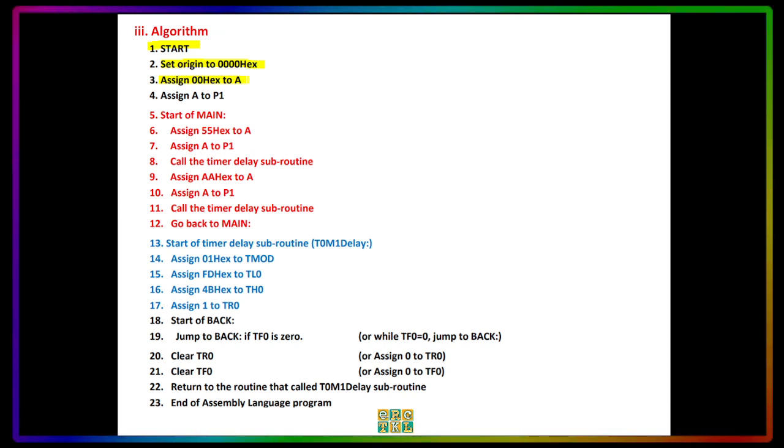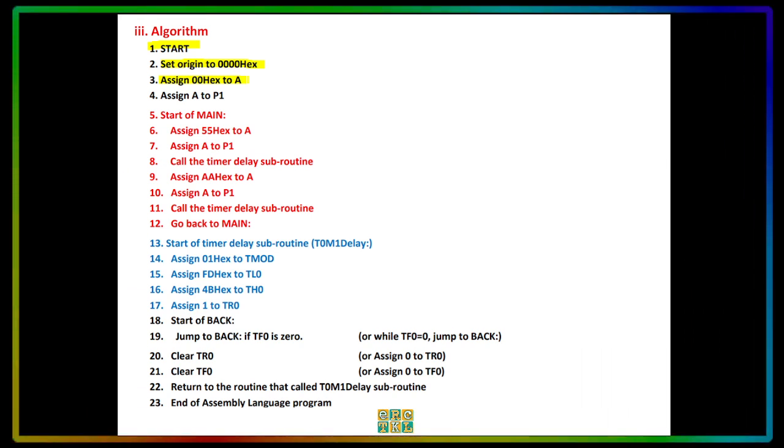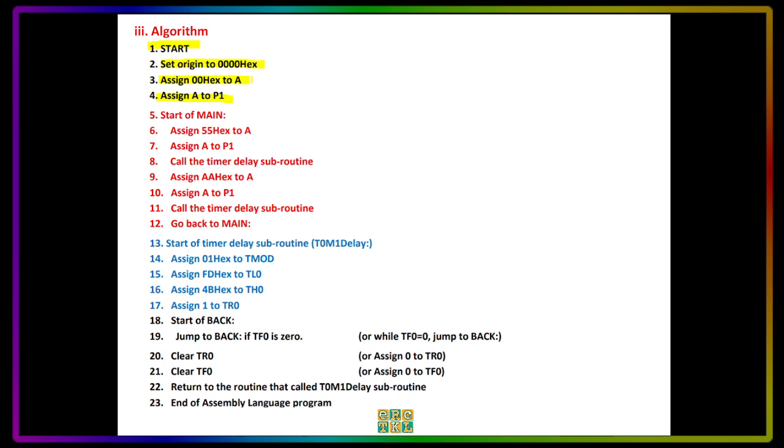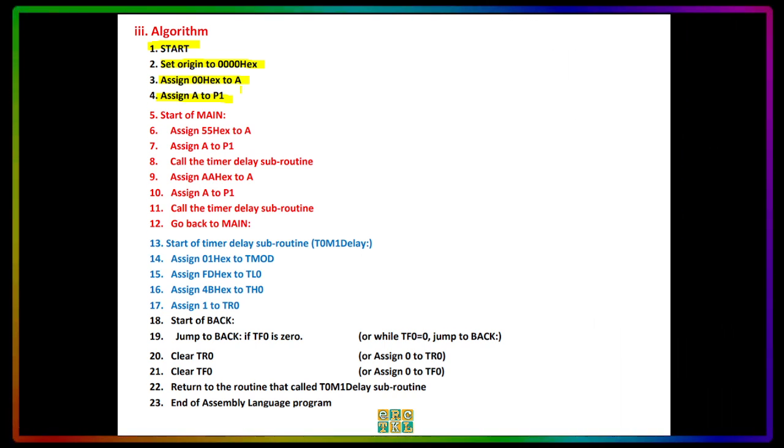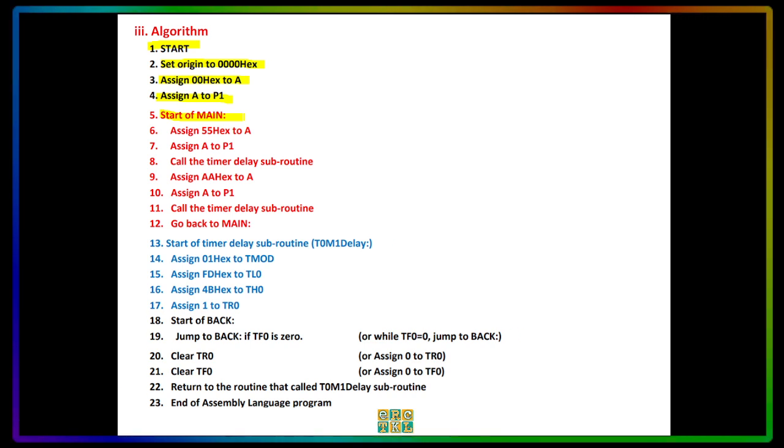Every time you want to put something to P1, you have to put it first or assign it first to the accumulator, which is represented by letter A. So we always do this. Assign 00 hex to A, and then we assign A to P1. But in C language, we don't need to use A. Now, the 00 hex here means that the pins of port P1 will all be used as output pins. That's why it's 00. Then on number 5, we start the main.